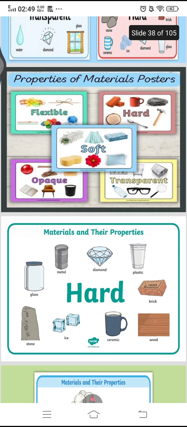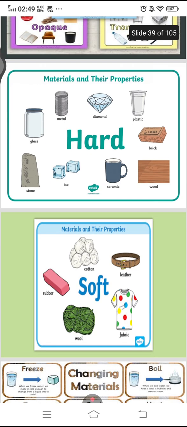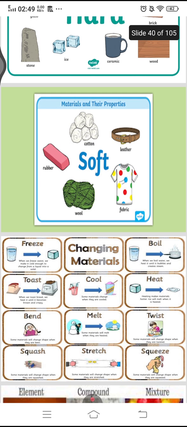Materials and their properties. Some of the materials are hard. These are the examples. We studied it before, now you will observe which of the materials are hard. Some of the materials are soft. Here are some more examples of soft materials. Observe them.